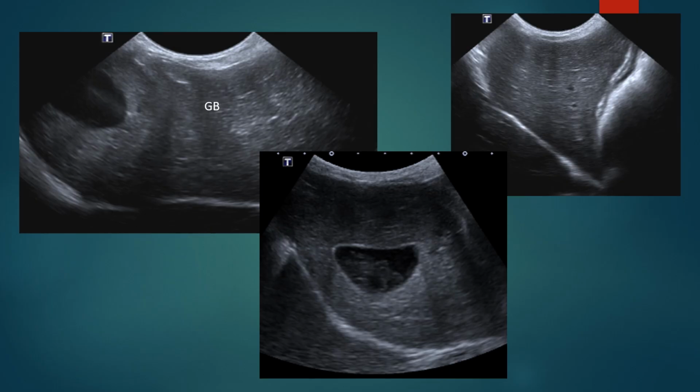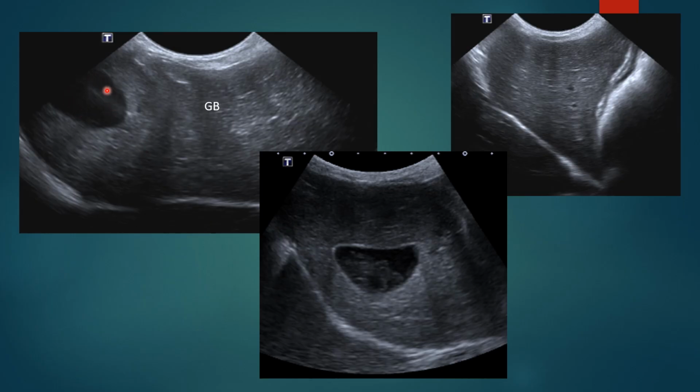So here's some example images of the liver. I want you guys to notice the echogenicity of the liver. It's completely homogeneous. There's no focal lesions. This is the gallbladder here. This is a transverse view of the liver. So this T is corresponding to the notch in our probe. So this is the right of the patient, the left of the patient, and this hyperechoic interface down here is the diaphragm.